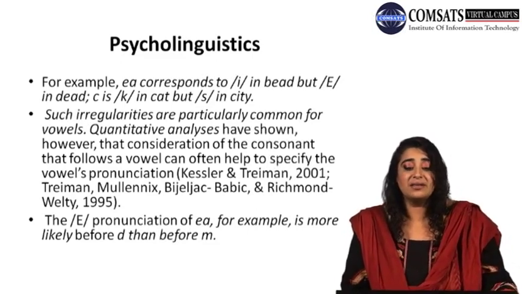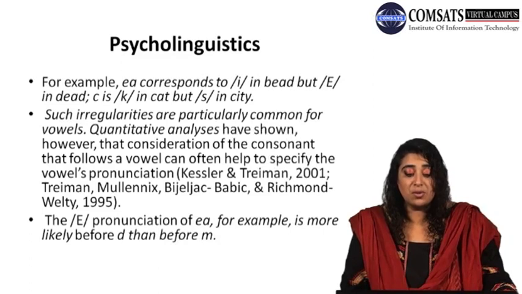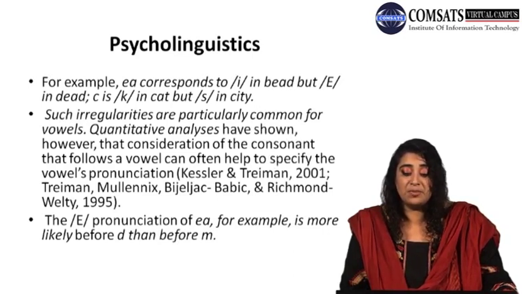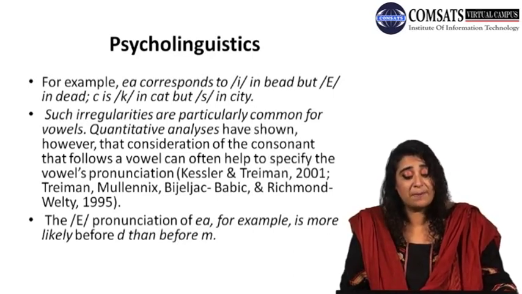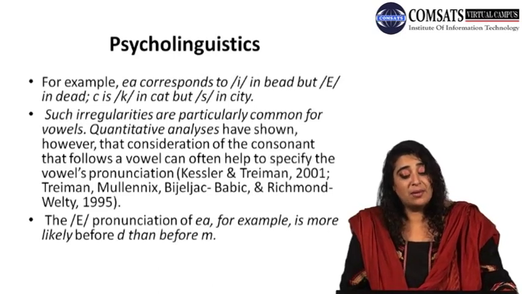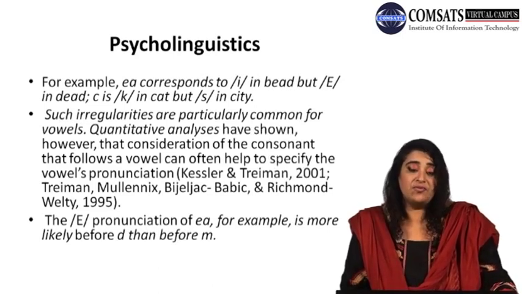Such irregularities are particularly common for vowels. Quantitative analyses have shown, however, that consideration of the consonant that follows a vowel can often help to specify the vowel's pronunciation, as given in references Kessler and Treiman in 2001, and Treiman et al. in 1995. So the E pronunciation of EA, for example, is more likely before D than before M.